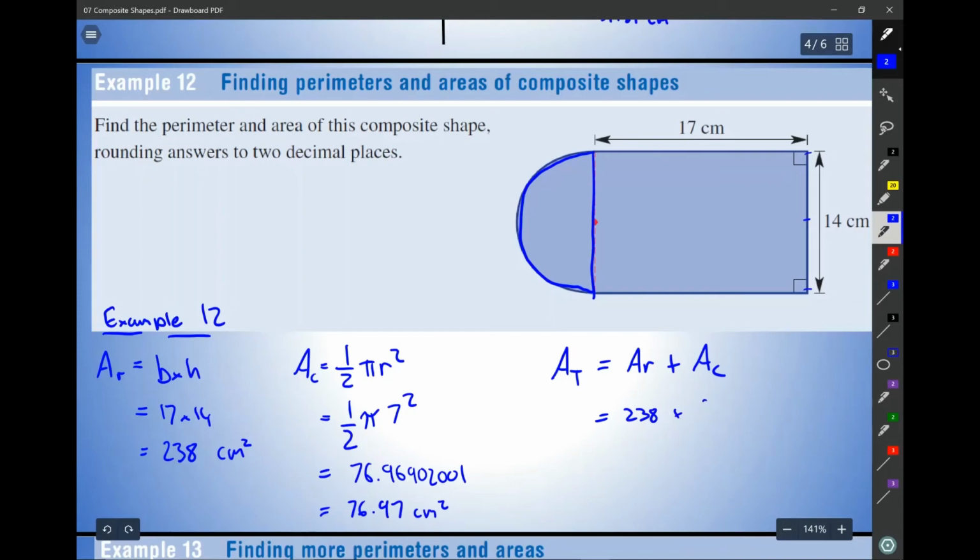238 plus 76.97. The answer to that is 314.97 centimeters squared, the area of the whole shape.